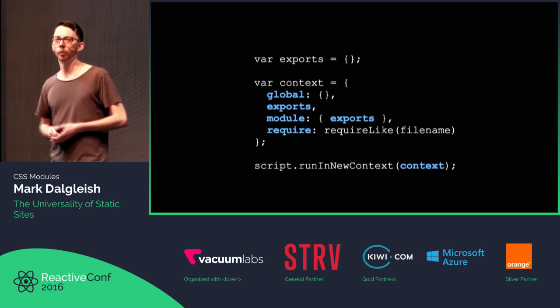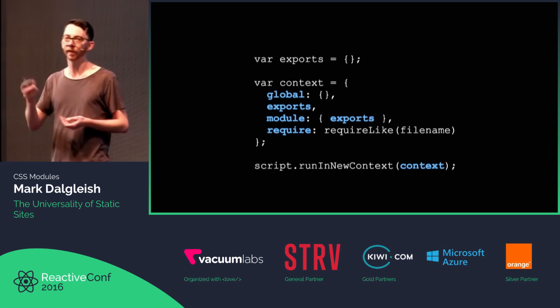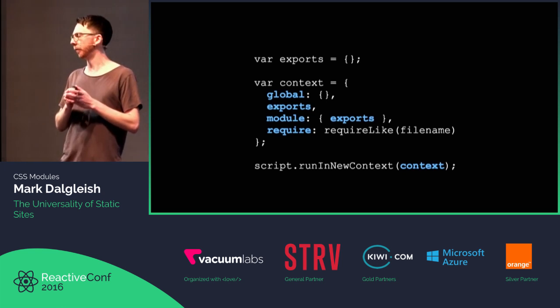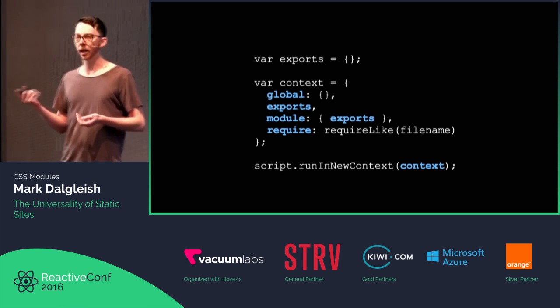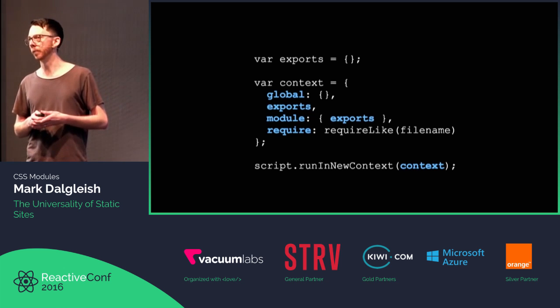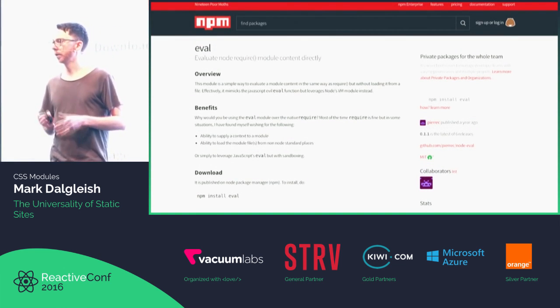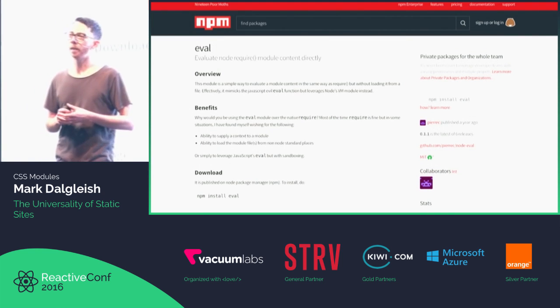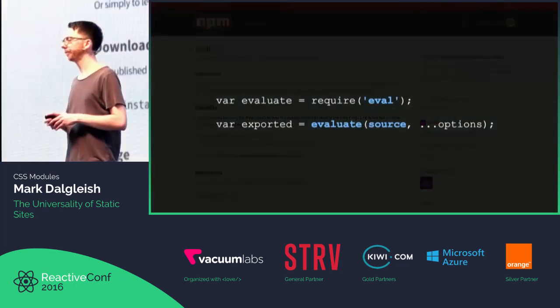So in this case, we're using a really great open source library called require-like, where we can pass in the name of the file, which is the root of the require call. And then again, in that last line, we can pass this context in when we execute the script. That's all a bit tricky and error-prone. Luckily, there's a great package on NPM called eval, which does all this for you. So that's what we use.